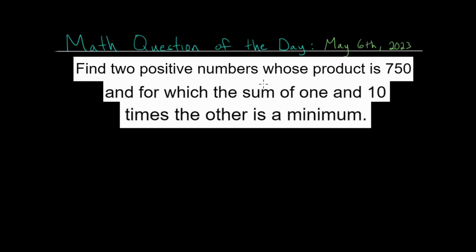Now, for this question, we need to find two positive numbers whose product is 750 and for which the sum of 1 and 10 times the other is a minimum value. And since we need to find a minimum value, that's our clue that this is an optimization problem from calculus. So at this point, go ahead and pause the video, see if you can work through this on your own. And when you're ready, unpause the video and we can go through this together.